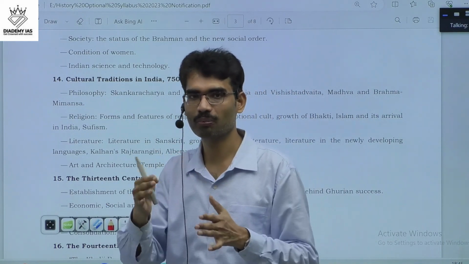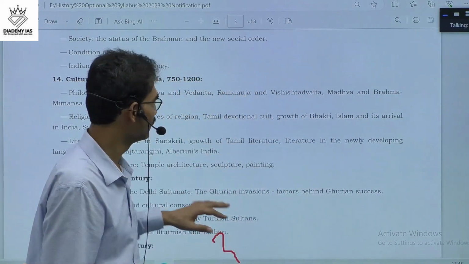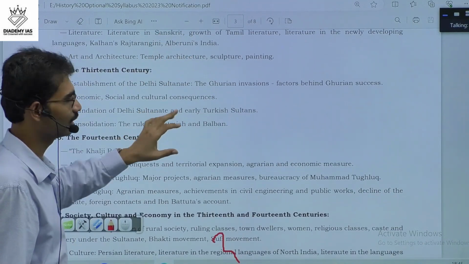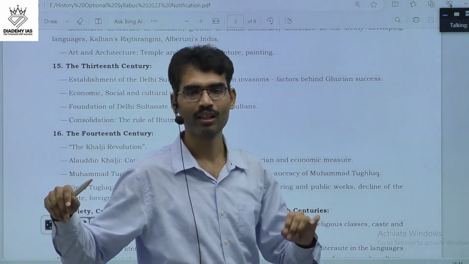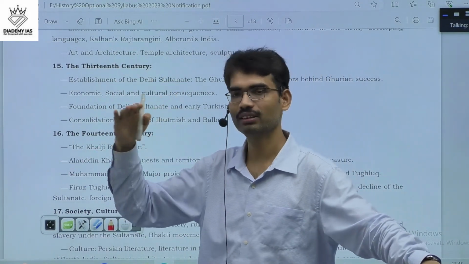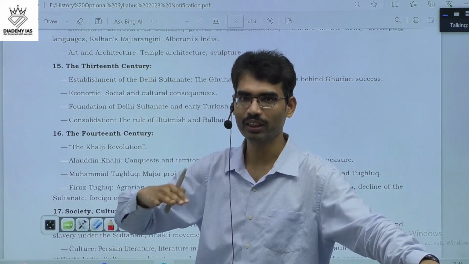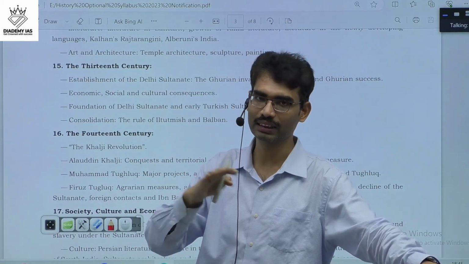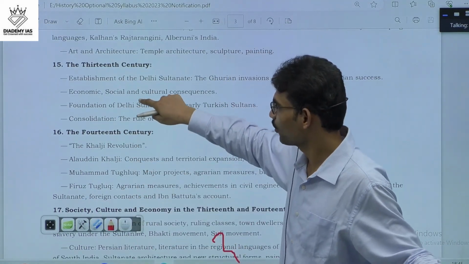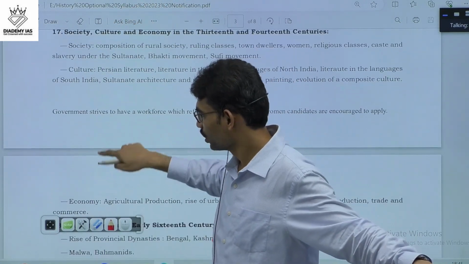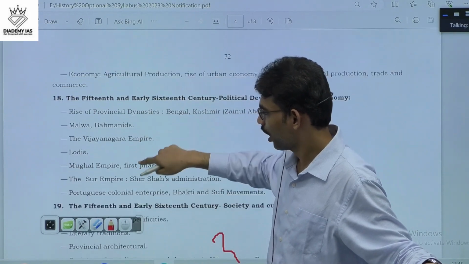Now in paper 1, part B, what is there? Same story. Now new people will come, but the institutions are going to be the same. First the Delhi Sultanate, then the disintegration of the Delhi Sultanate, regional kingdoms, then the Mughal Empire, and after the Mughals, disintegration. That is what the syllabus covers from 15, 16, 17 up to 20, up to 24.